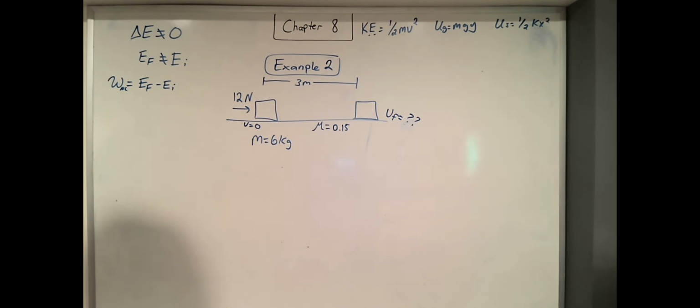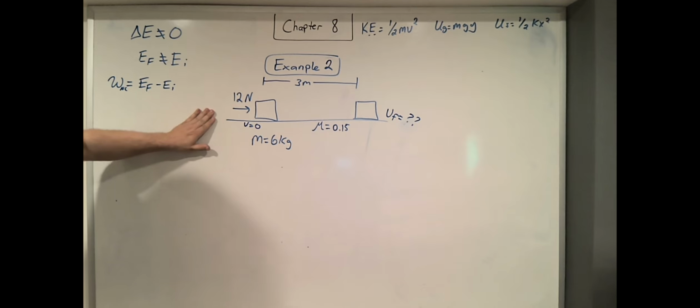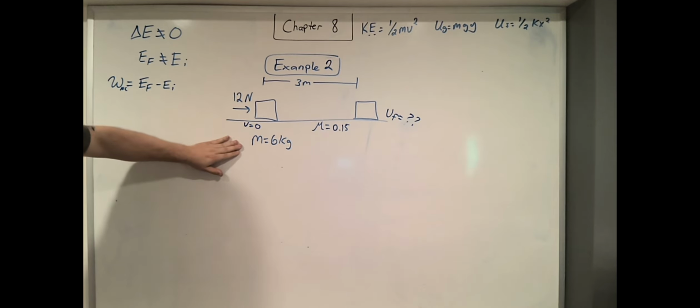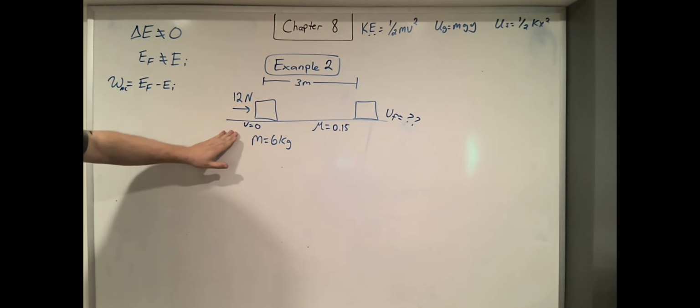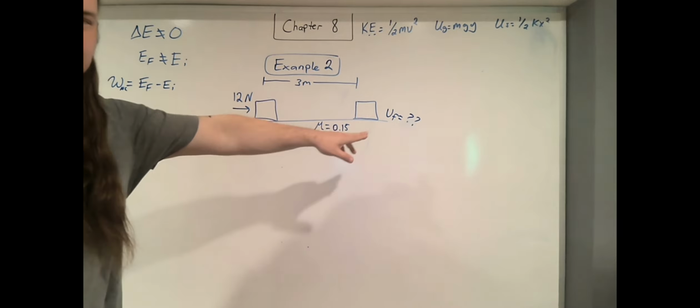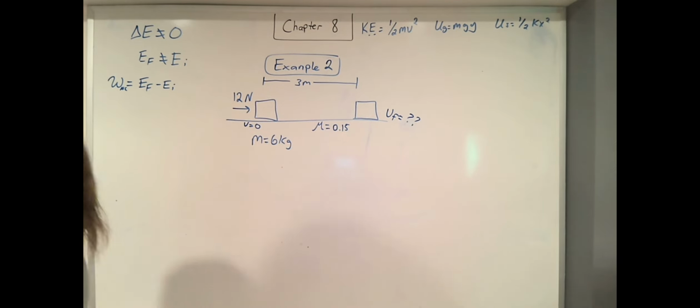Okay, so for example 2, it looks similar to what we already had. In the last one, we have a block. It's being pushed by 12 newtons. That mass is 6 kilograms. It's initially not moving. Velocity is 0. And we're looking again for what is the final velocity. But this time, we have some friction that is involved in that.